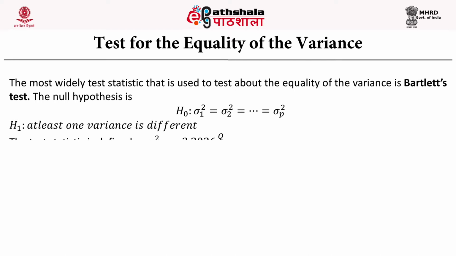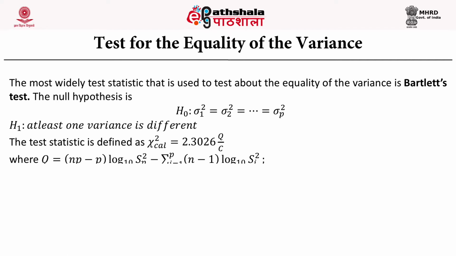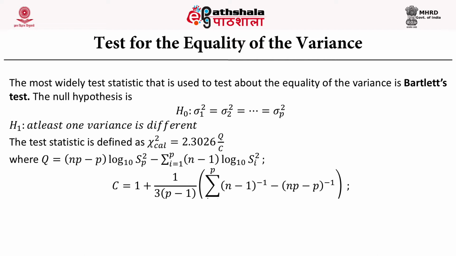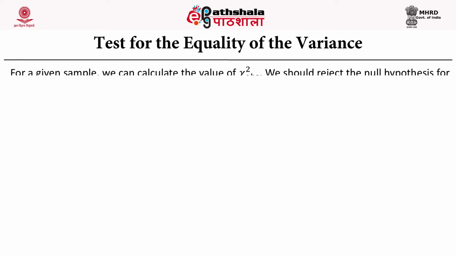The test statistic is defined as chi-square calculated value, which comes out to be 2.3026 times q upon c, where q is equal to (N minus p) log base 10 of sp square minus summation of (n_i minus 1) log base 10 of si square, where i varies from 1 to p, and c is equal to 1 plus 1 upon 3(p minus 1) times [summation, i varies from 1 to p, of 1 upon (n_i minus 1) minus 1 upon (N minus p)]. Here sp square is equal to the summation, i equal to 1 to p, of (n_i minus 1) si square upon (N minus p).